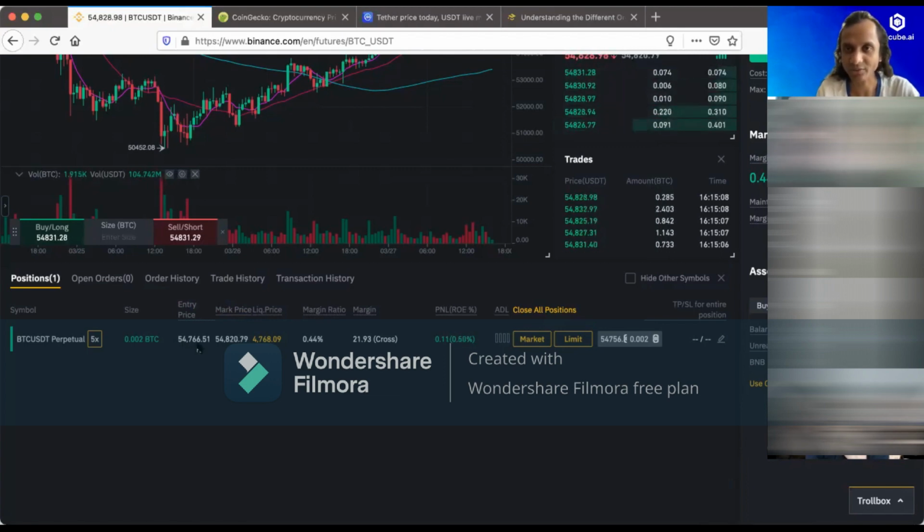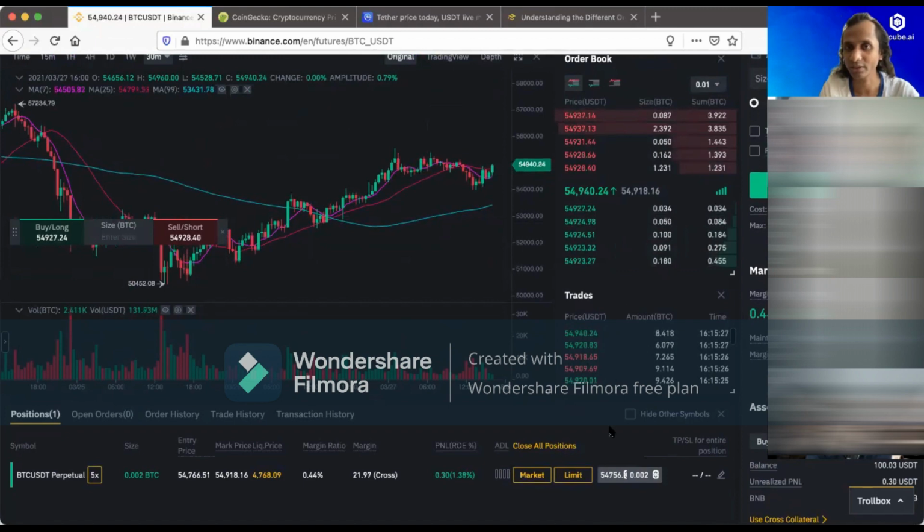54,766 was the entry price, which means that's the price where we bought. And here is the mark price. Okay, it's the mark price. As I said, it's a reference point in case of any market manipulation or something like that. It's not the current market price. It's not what it's trading at now.